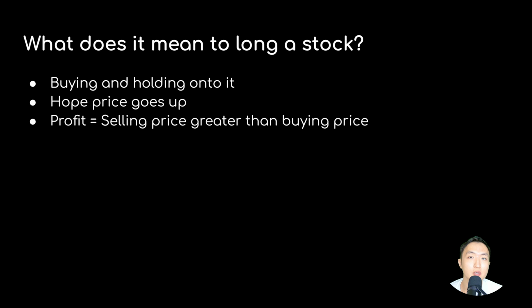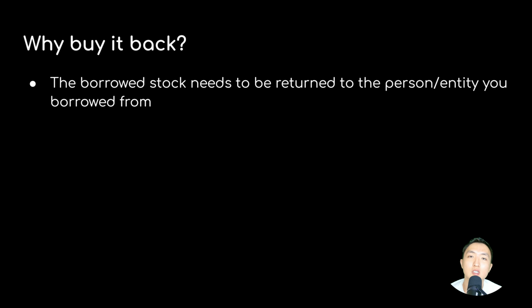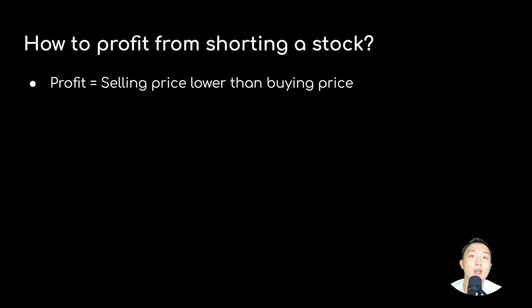To go long a stock means buying and holding onto it, hoping that its price goes up. You profit if the price that you sell it at is greater than the price that you bought it at. To short a stock means borrowing a stock that you don't own and selling it in the open market, hoping that its price goes down so you can buy it back at a lower price. The reason why you need to buy it back is because the stock needs to be returned to the person or entity that you borrowed from. Essentially, when you short, you make profit if the price that you buy it back at is lower than the price that you originally sold it at.